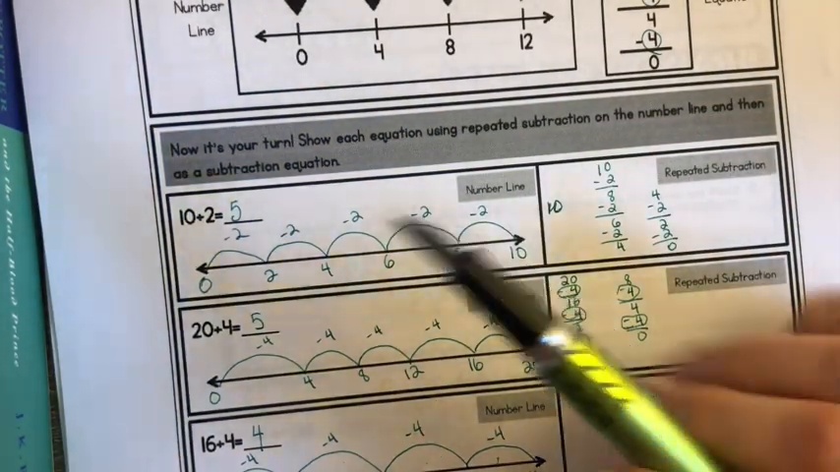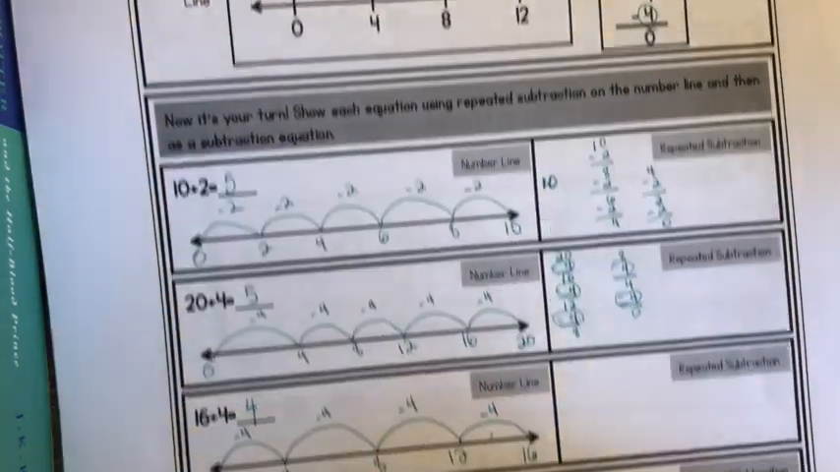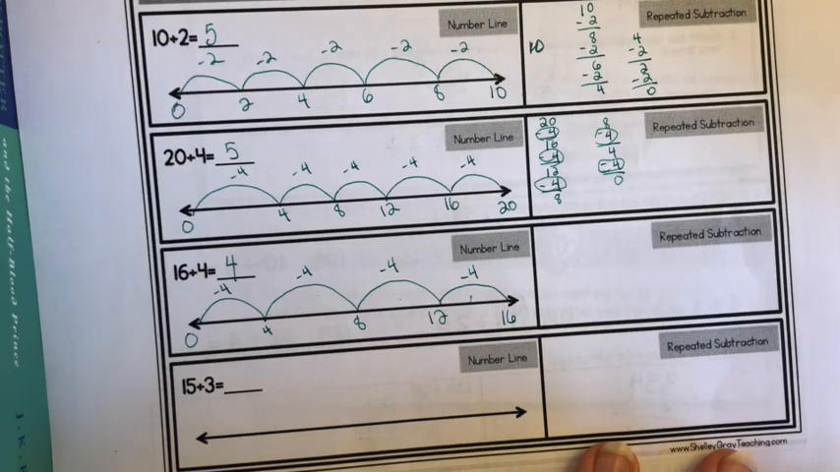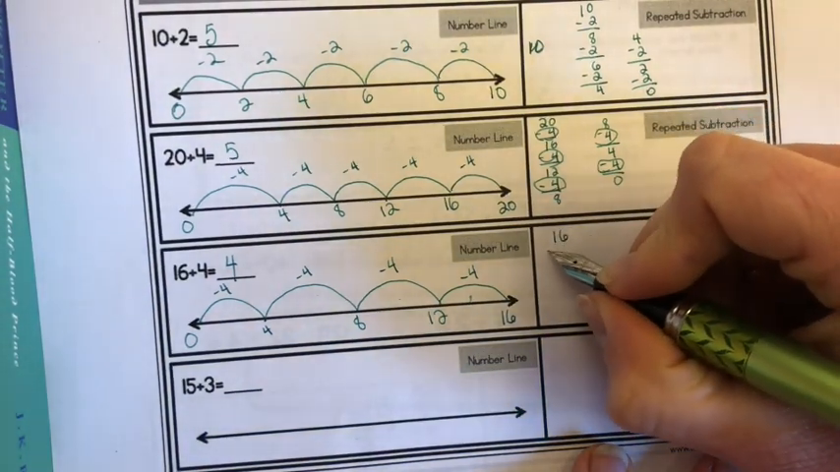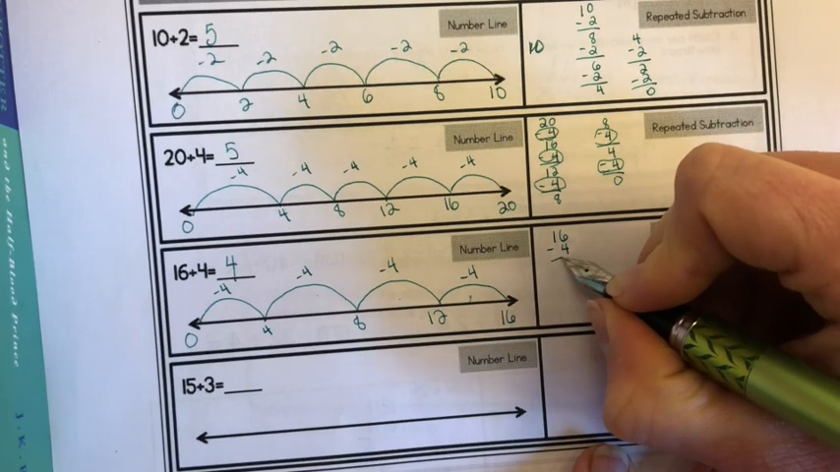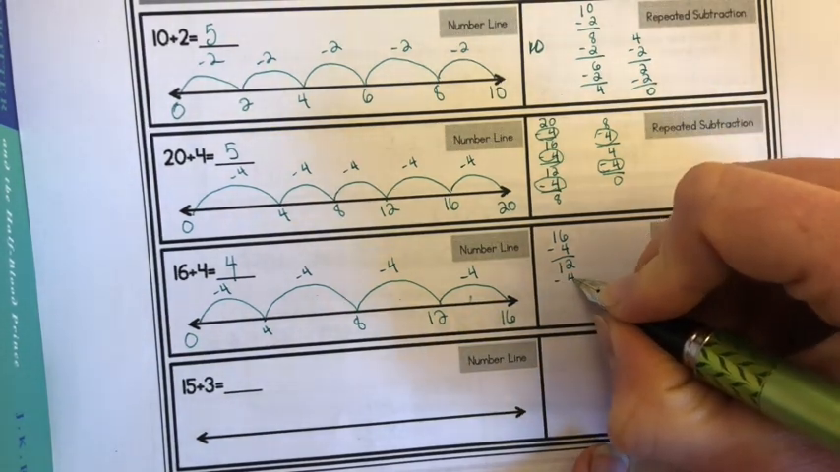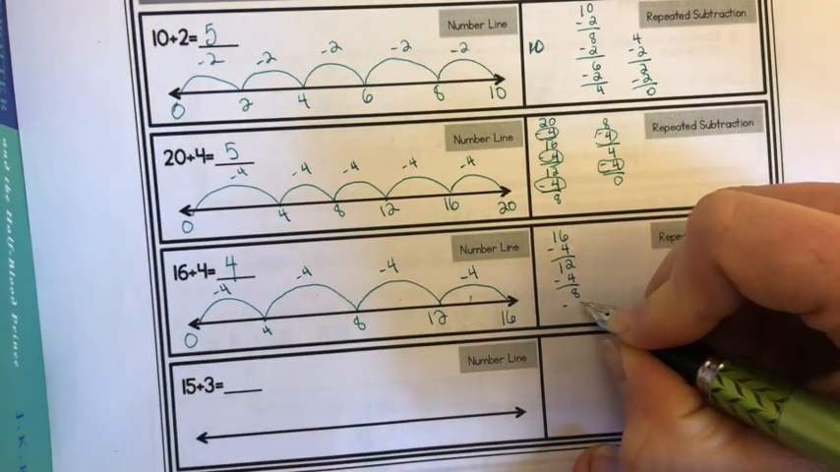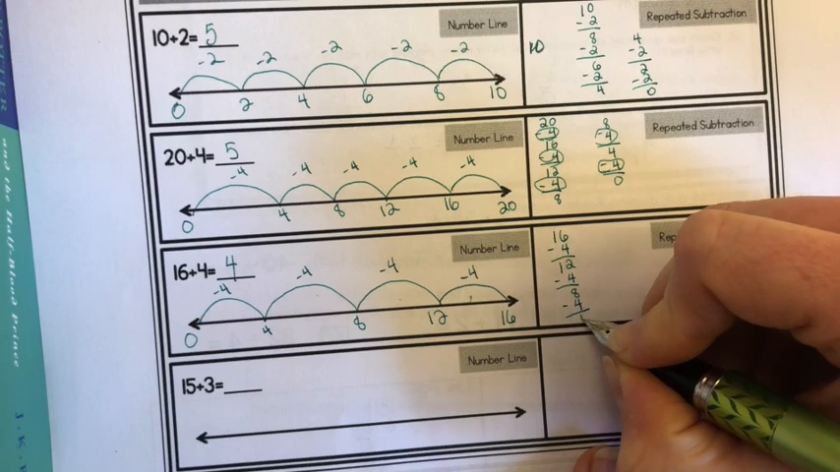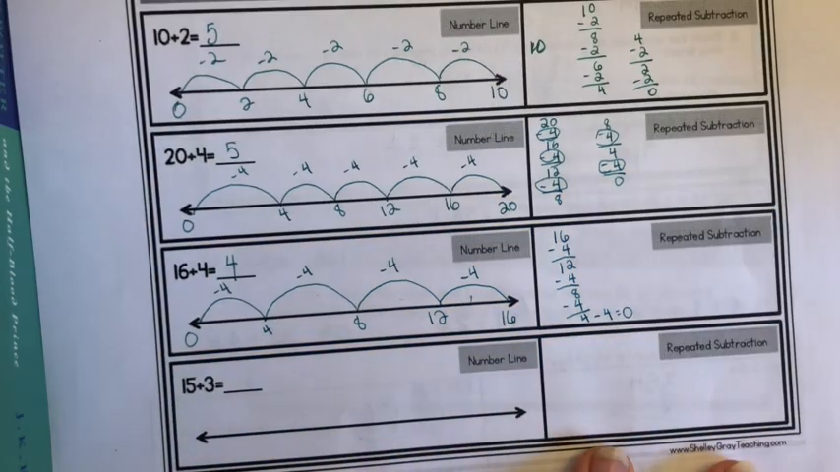10 divided by 2, we took away 1, 2, 3, 4, 5 groups, and I did that one. All right, this one was 4. Let's write it as a repeated subtraction. So I have 16 subtract 4 is 12. 12 subtract 4 is 8. 8 subtract 4 is 4, and 4 subtract 4 is 0.